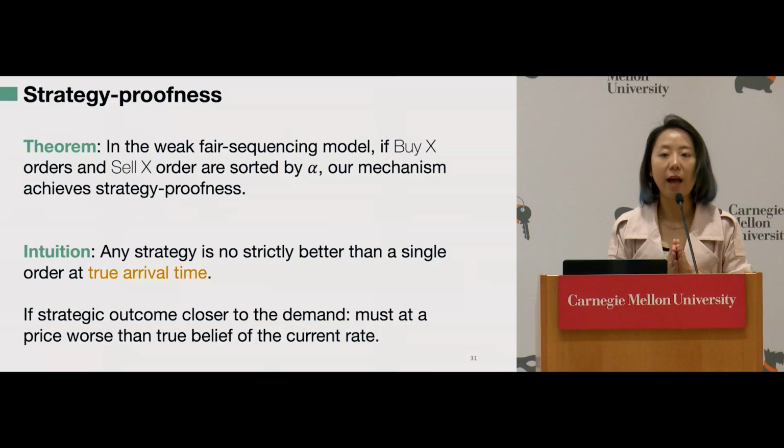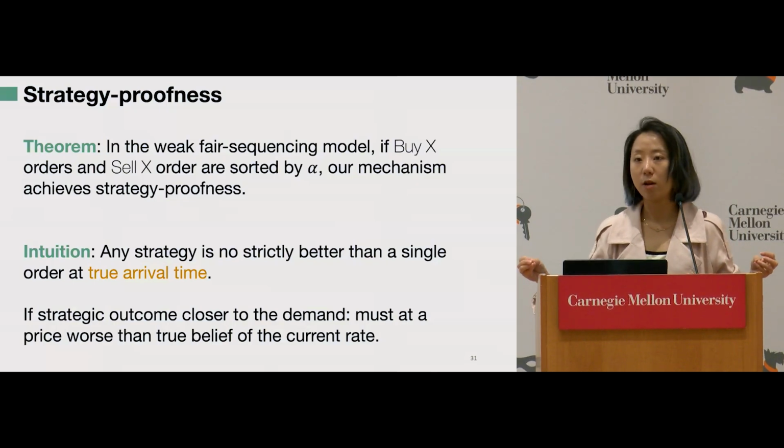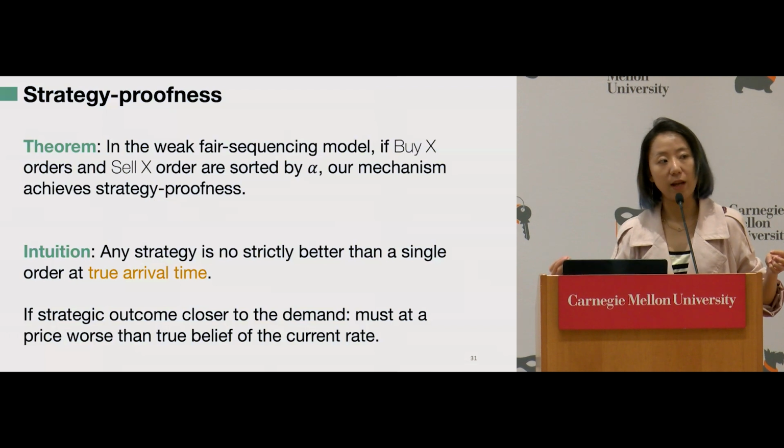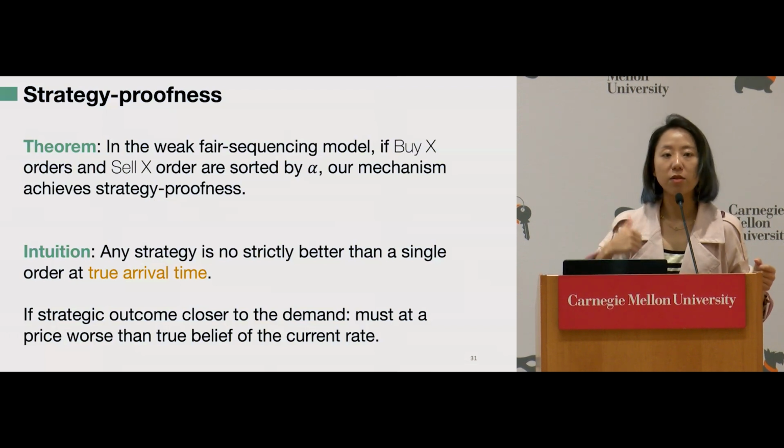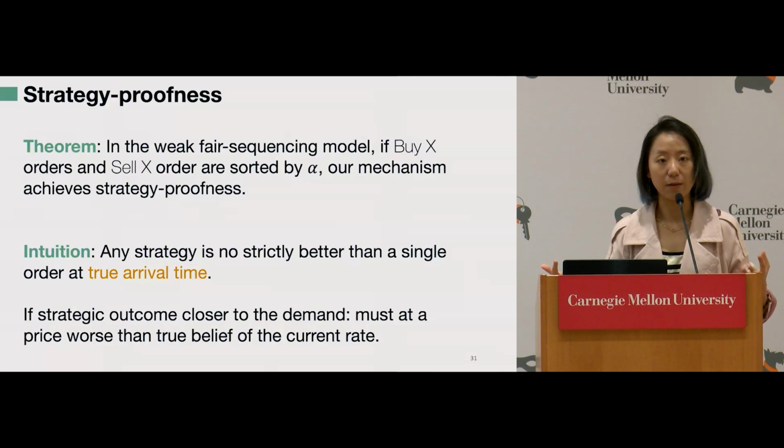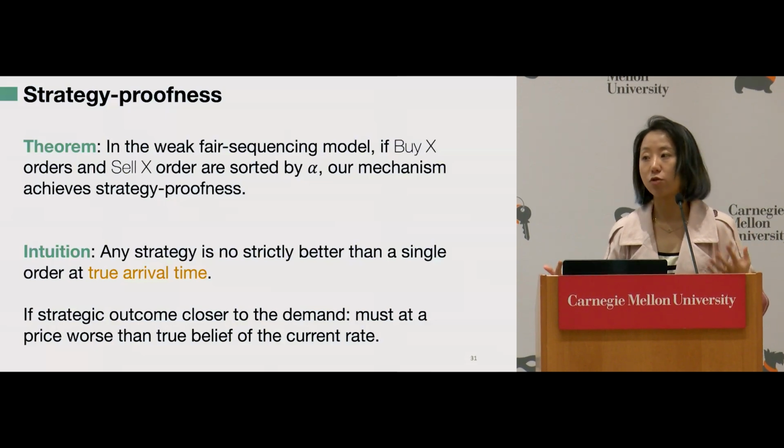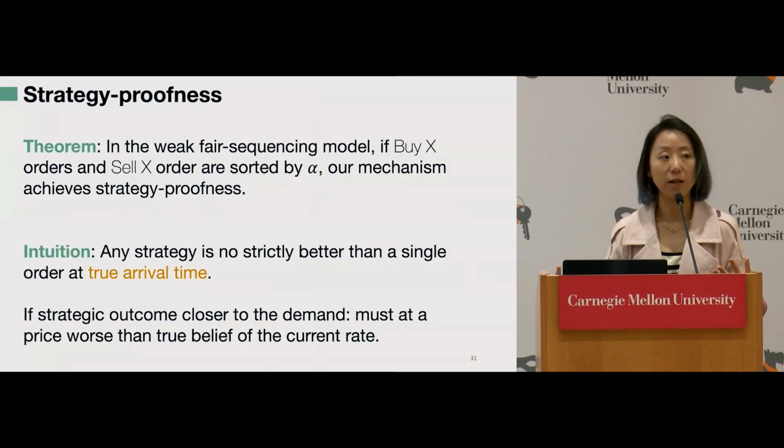Given this, once I fix my order, my position in that sequence, recall that the honest mechanism executes my order either till it hits the volume or till it hits the acceptable rate. That said, no matter what strategic order I submitted, I cannot get a strictly better outcome compared to my honest behavior.